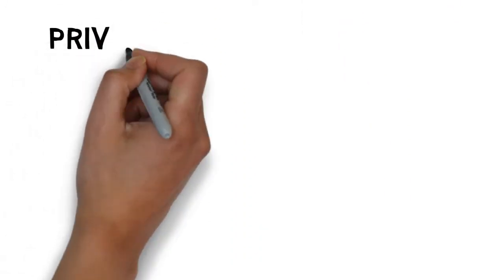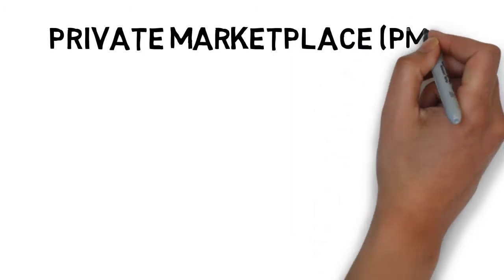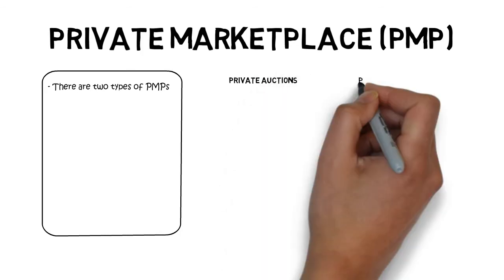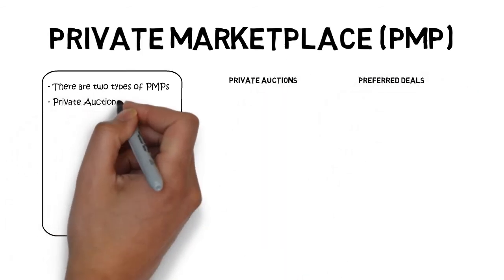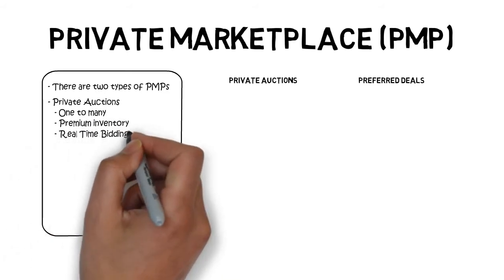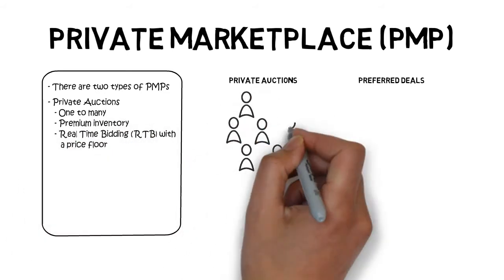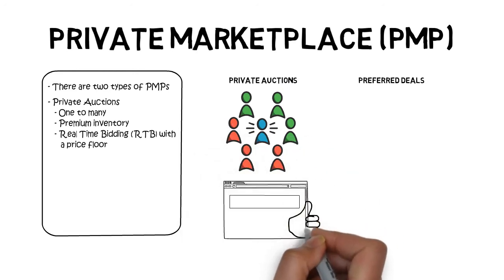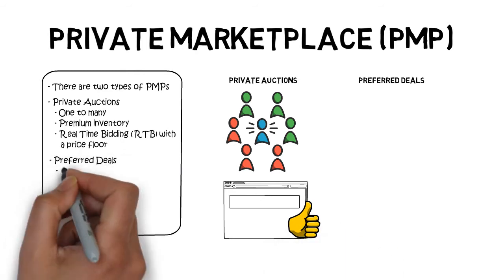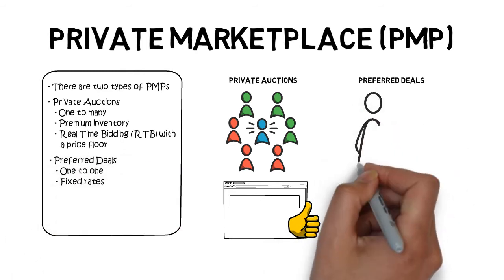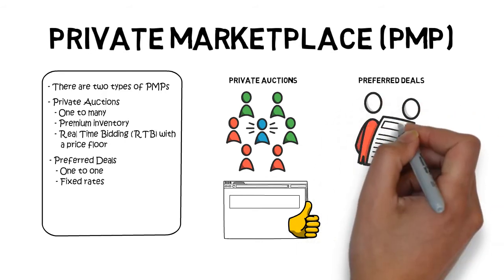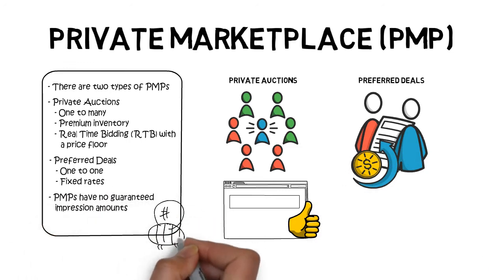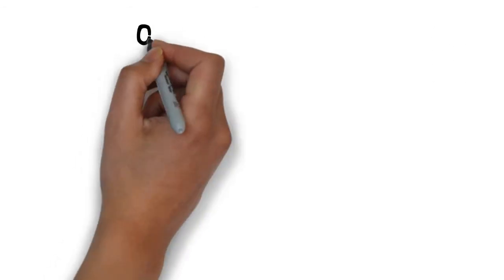Private marketplace (PMPs). There are two types of PMP deals: private auctions and preferred deals. Private auction usually involves one publisher and a selected number of advertisers, where the publisher will set up a private deal with a price floor for the premium inventory and invite only certain advertisers to participate in the auction, which is also known as real-time bidding (RTB). Preferred deals are one-to-one deals with a fixed rate. Unlike PG deals, PMPs have no guaranteed impression volumes.